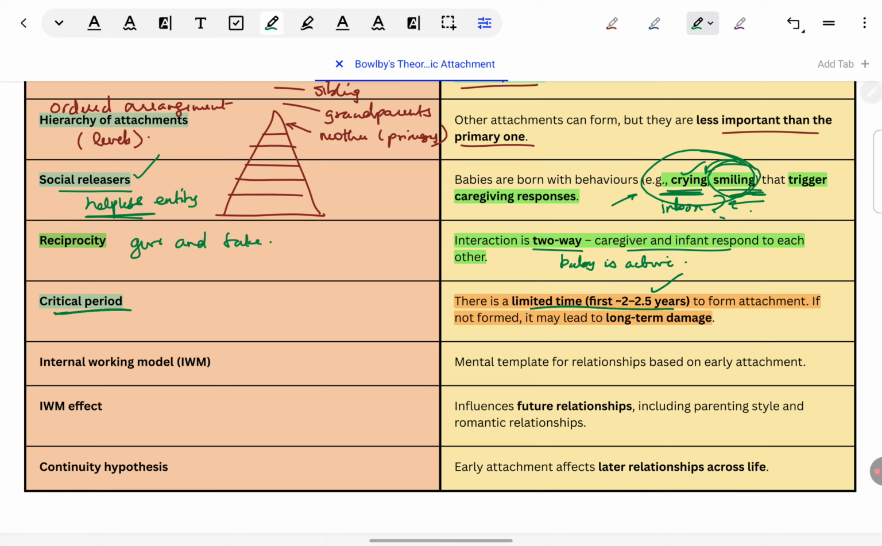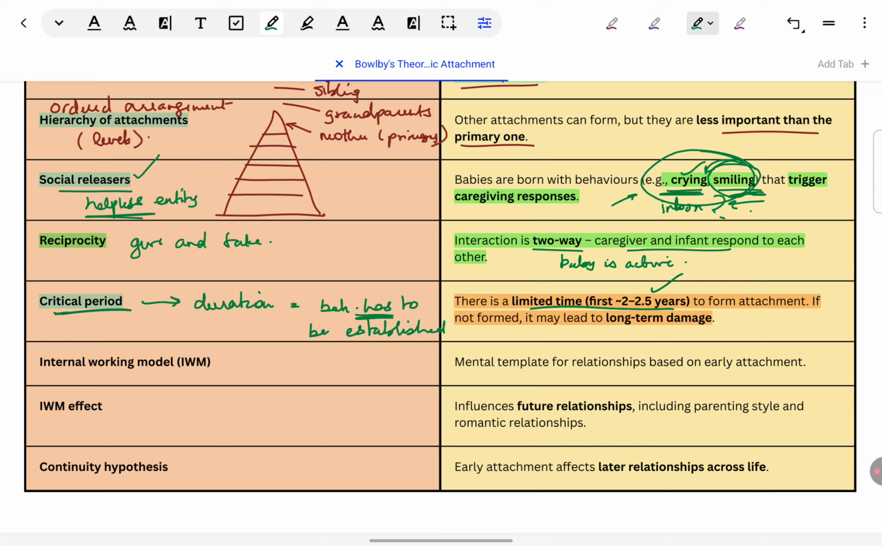Just to remember what a critical period is: a critical period is that time duration in which some behavior or ability has to be established, otherwise, it cannot be established later. So, it is a limited time period, up to 2.5 years, in which attachment behavior has to form between the primary caregiver and the baby. If it is not formed in this period, then it cannot be achieved later.